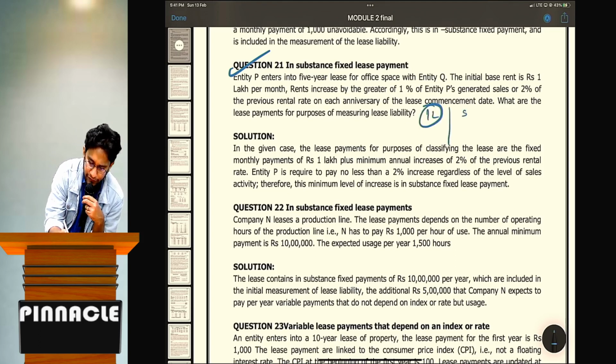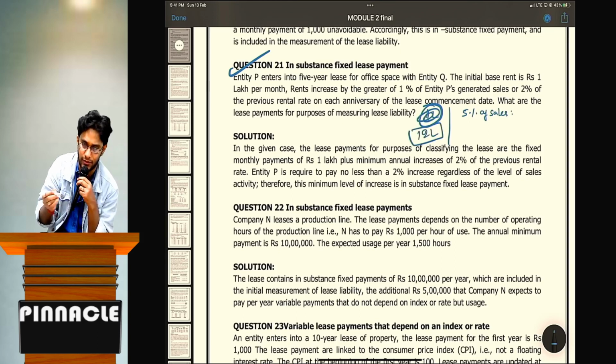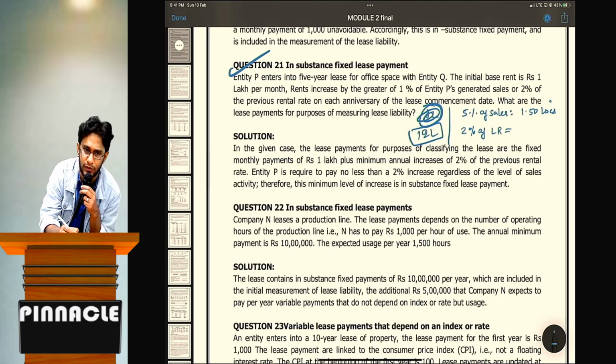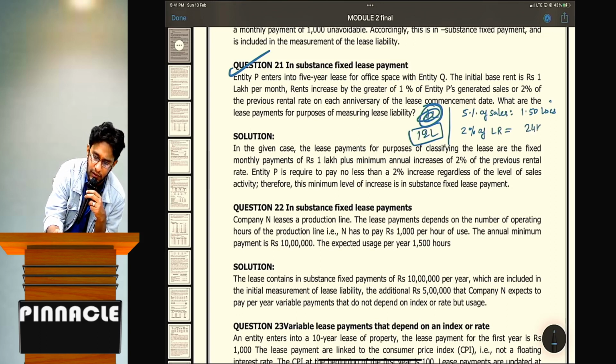Now, 5% of my company's sales you see. Let's say that came to... Okay, last year lease rent, 1 second, sir. Last year lease rent is 12 lakhs, 12 months, 12 lakhs. 5% of my sales came to, let us say, 1,50,000. 2% of last year's previous lease rent: 12 lakhs into 2%. How much is that? 24,000. Whichever is higher.